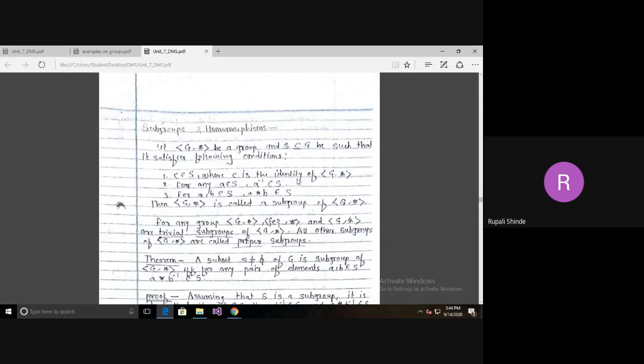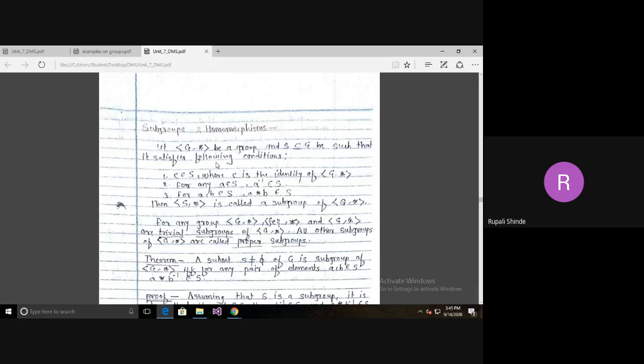So whatever concept we have seen for set and subset, that same concept we have to apply here. A group satisfies the identity property, inverse property and closure property, so all these three properties should be there in the subgroup. Okay, so first here we have taken two groups: the first is (G, star), the second is (S, star). Then (S, star) is called a subgroup of (G, star) if S is a subset of G.